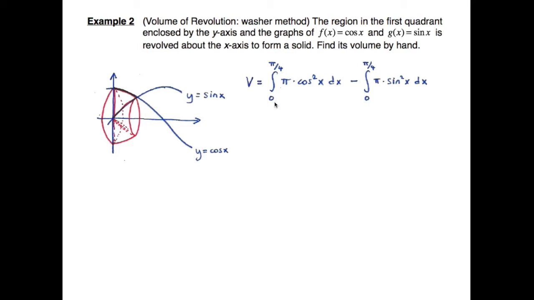I didn't make any comment about the endpoints. We are integrating from x equals 0 because we are bounded by the y-axis, and this upper bound is pi over 4 because this is the x value of the intersection of the two graphs. Here, this point is at x equals pi over 4.